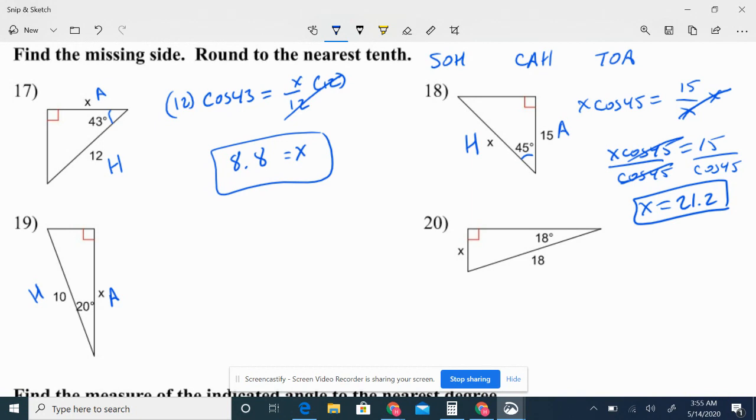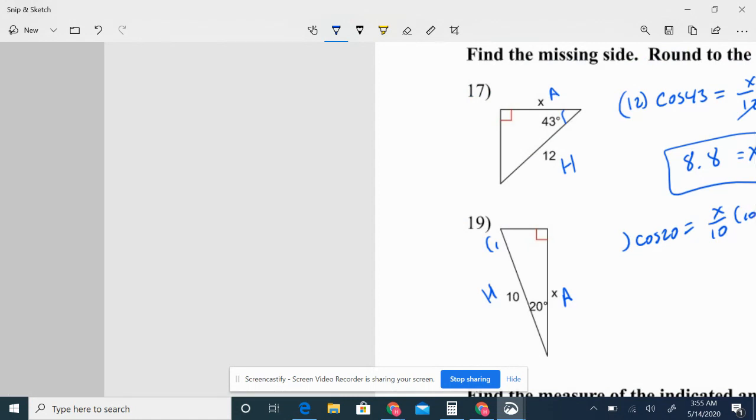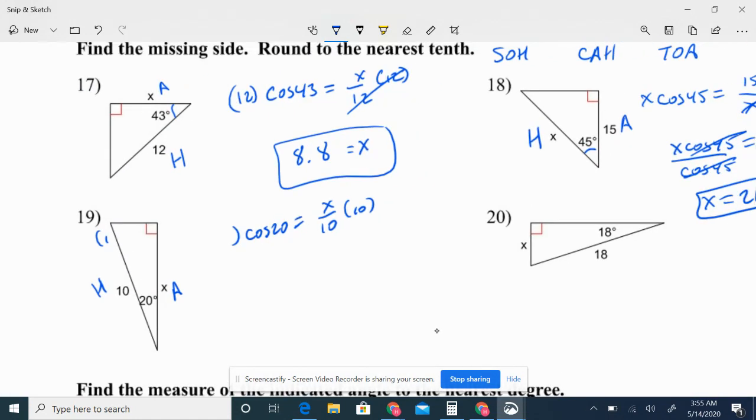All right, so I have that cosine of 20 is equal to x over 10. Let me multiply both sides by 10. So I have that x is equal to 10 times cosine of 20.